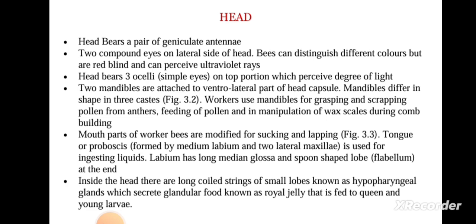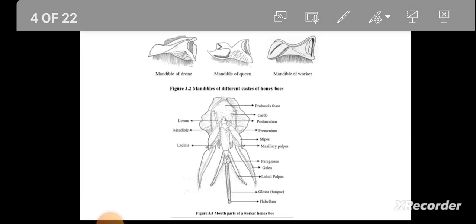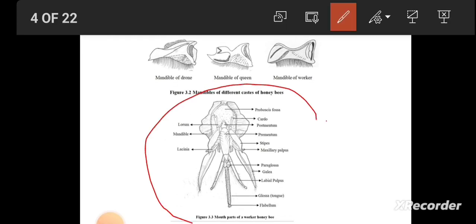So this is again work of single caste. Okay, the particular head portion with coiled strings of small lobes known as hypopharyngeal glands, these secrete the royal jelly and that is fed to queen and young larvae. This is the head portion. This is having different parts like labial palp, glossa. Glossa is nothing but tongue. Then flabellum, then lacinia, mandible, lorum, etc. Okay, here parts are labeled.